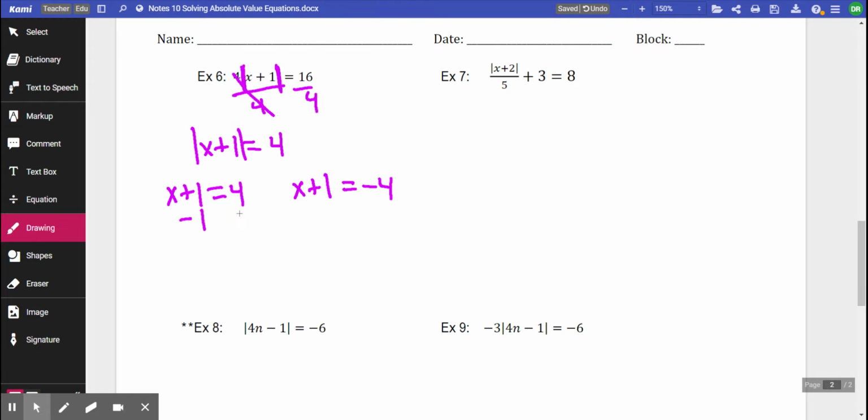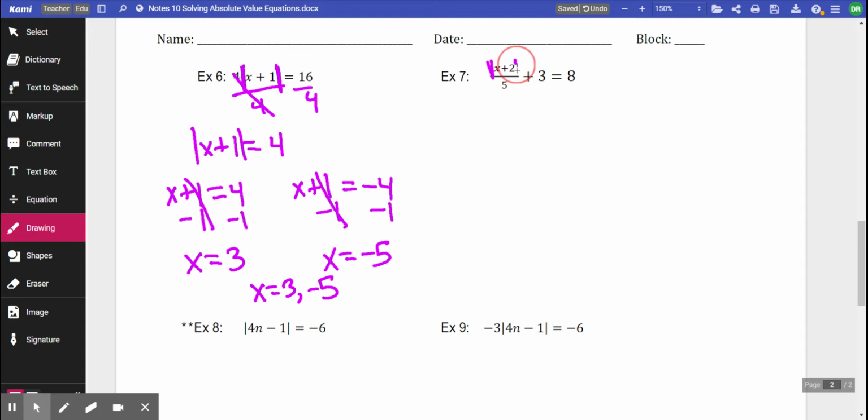To get rid of a plus 1, we'll subtract 1 on both sides. We can actually do this since it'll be the same process for both. We can do them both simultaneously. These cancel. This will give me x is equal to positive 3. These cancel. This will give me x is equal to negative 5. So x equals 3 and negative 5.